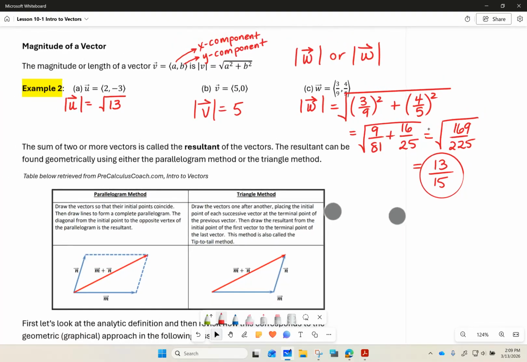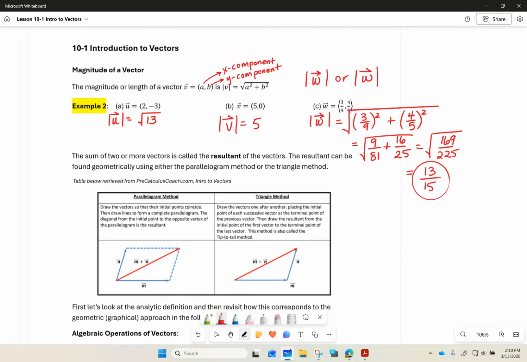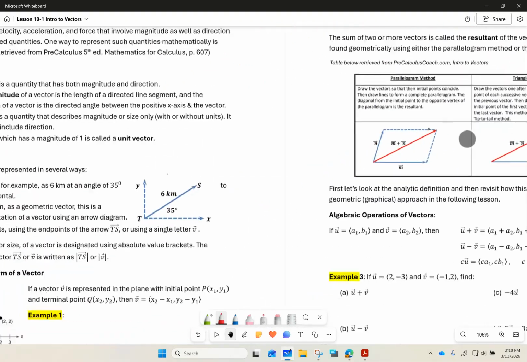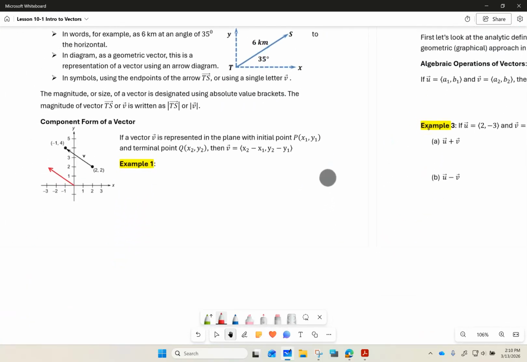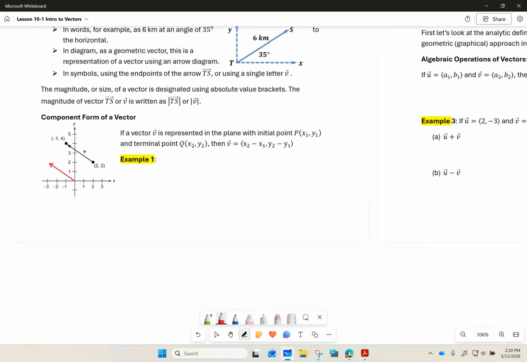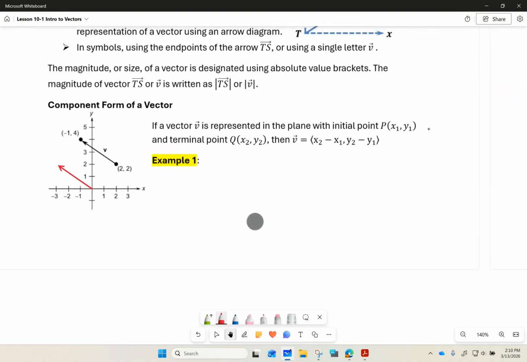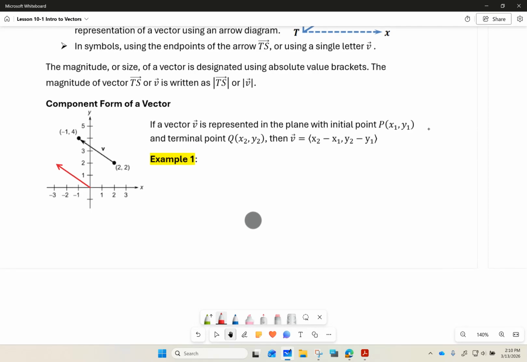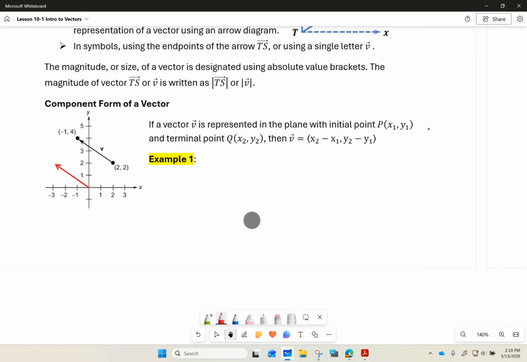So hopefully so far you're finding this quite easy. Let us go back to the previous page here and talk about, again, the component vector, which we just discussed anyhow. But what's going to happen sometimes is that there are going to be problems where I will give you the initial point and the terminal point. Let's call it P and Q.